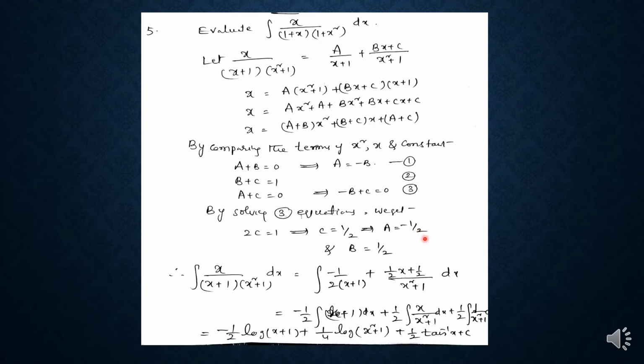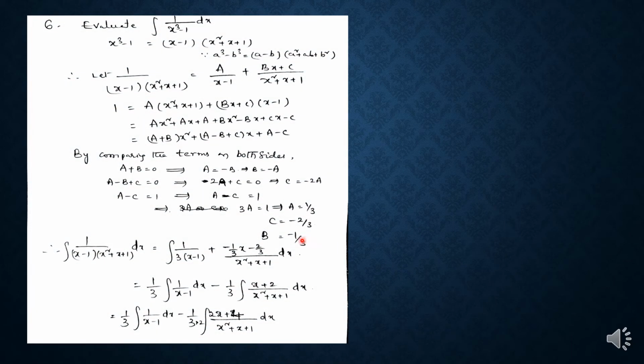Coming to the next problem. Evaluate integral 1 by x cube minus 1 dx. Here the denominator is x cube minus 1, so this is in the form of a cube minus b cube. We have the formula a cube minus b cube is equal to a minus b into a square plus ab plus b square. So we can write x cube minus 1 cube as x minus 1 into x square plus x plus 1. Now 1 by x cube minus 1 can be written as 1 by x minus 1 into x square plus x plus 1.